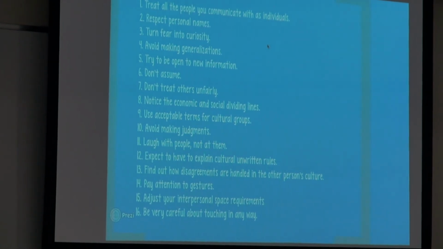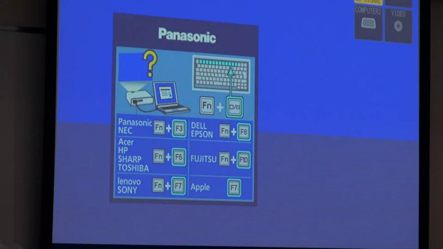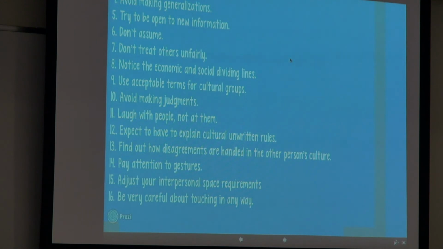And number 8, notice the economic and social dividing lines. What you have in Japan in your social class may not be available, or may be more than available, in other cultures. All right, and number 9, use acceptable terms for cultural groups. Like American Indians. We don't really use American Indians for Native Americans in the U.S. So something like that. And avoid making judgments. Yeah, it's related to what's said before.